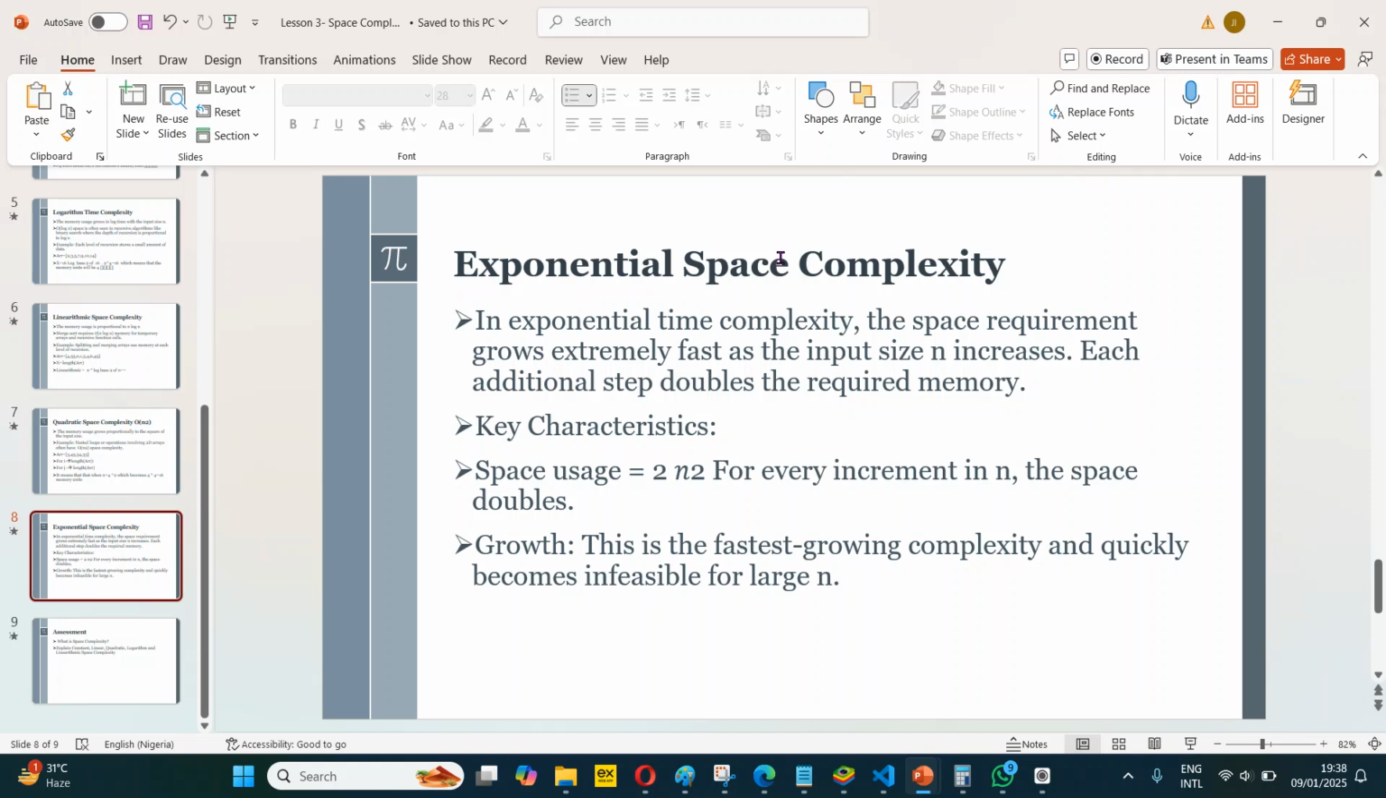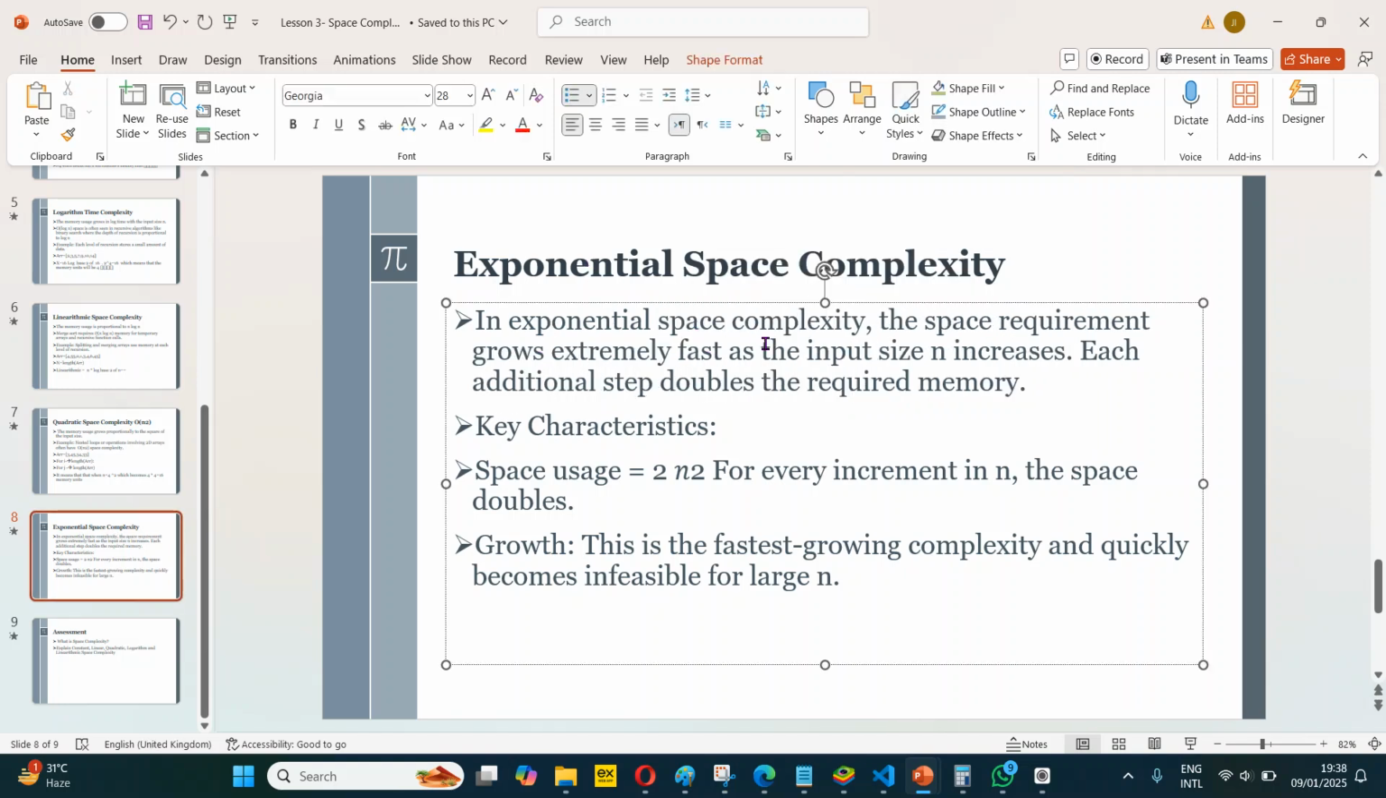So let's look at the last one, which is exponential space complexity. In exponential time complexity, the space requirement grows extremely fast as the input size n increases. Each additional step doubles the required memory. The key characteristic is that the space usage is 2 raised to the power n. For every increment in n, the space doubles. This is the fastest growing complexity and quickly becomes infeasible for large n.